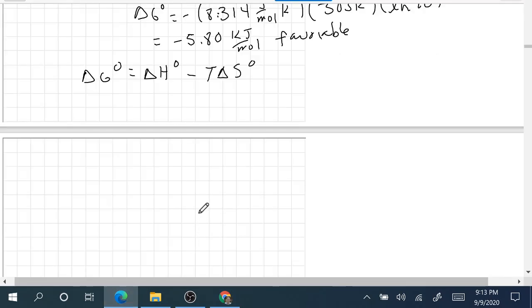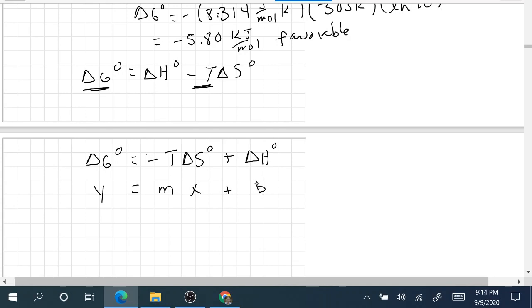If delta H naught is independent of temperature, then delta G naught is linearly related to T. So we can rearrange this equation to say delta G naught is equal to negative T delta S naught plus delta H naught. And what does that look like? That looks like y equals mx plus b. So if delta H naught is not temperature dependent, then that means that delta H naught is constant. And remember, in our equation for a line, b is a constant.